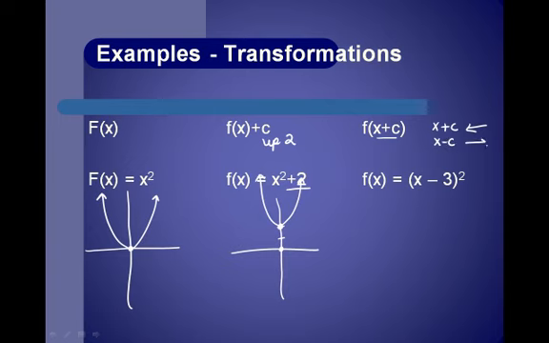If it's an x minus c in parentheses, it goes to the right. So this one is x minus 3, which means the shift is going to go 3 places to the right. So instead of our vertex being at 0, 0, we're going to shift it to the right, and then we're going to put in the parabola.